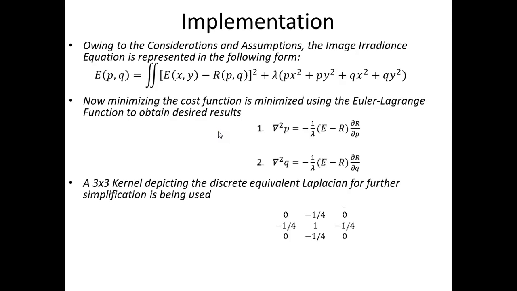Since the image irradiance equation has been reduced to a function of P and Q, we can use the Euler-Lagrange function to obtain the desired result. These are the Euler-Lagrange equations in P and Q, used to minimize the function of the image irradiance equation, and thus minimize the cost function, thereby getting the solution. A 3x3 kernel depicting the discrete equivalent Laplacian is used for further simplification.